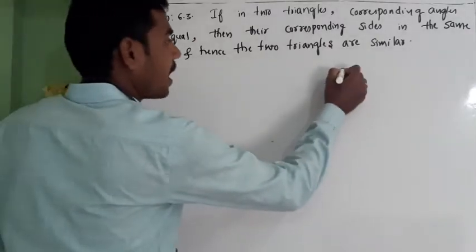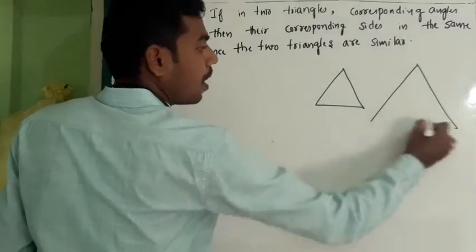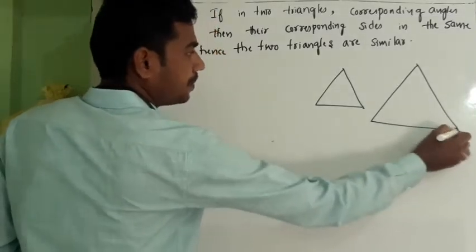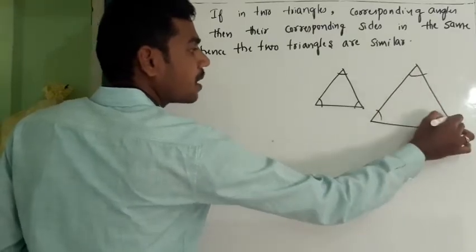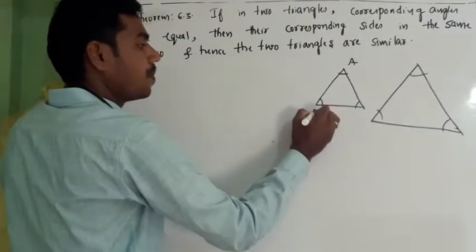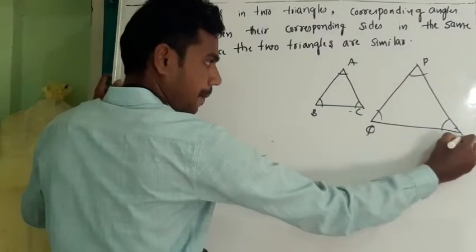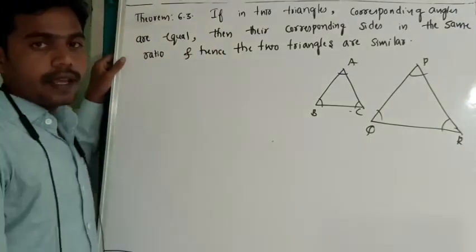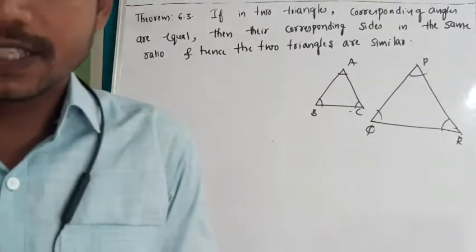See, if I take two triangles, according to this theorem, if corresponding angles of the two triangles are equal, so suppose this is ABC and this is PQR. If corresponding angles are equal, then their corresponding sides are in the same ratio.